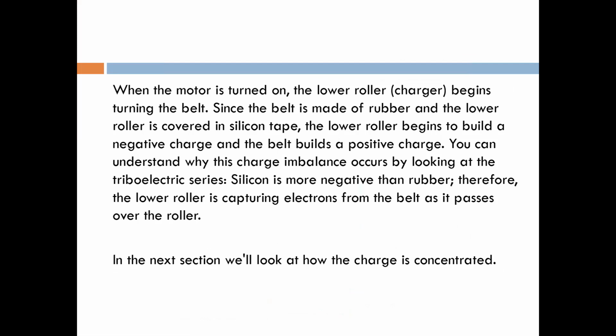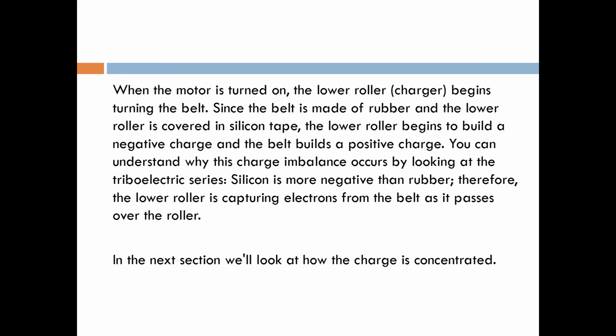When the motor is turned on, what happens? The roller will start to rotate. The lower roller begins turning the belt. The roller is connected to the belt, so the belt will also move. The belt is made of rubber, but the lower roller is covered with silicone tape. Now the question arises: what is the difference between silicone and rubber?